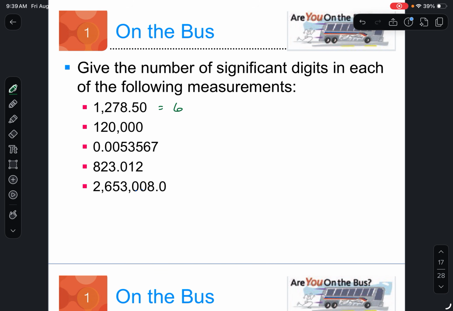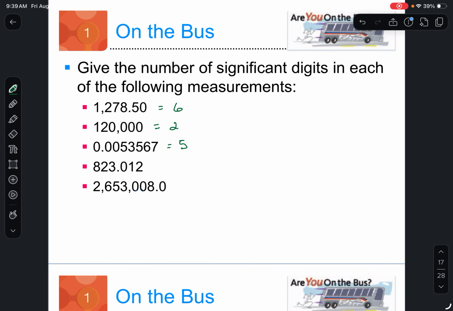The next number is 120,000. Notice there's no decimal place, there's no overbar. So in that case, I only have 2 significant figures. My next number, I have 0.0053567. Remember, the leading zeros do not count, so that's going to give me only 5 significant figures.